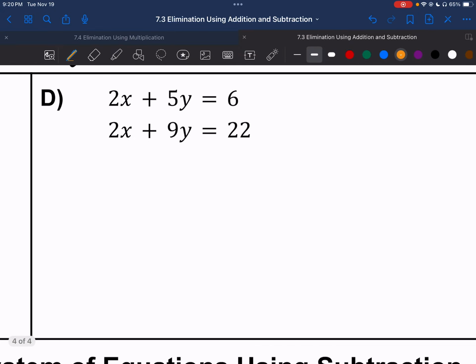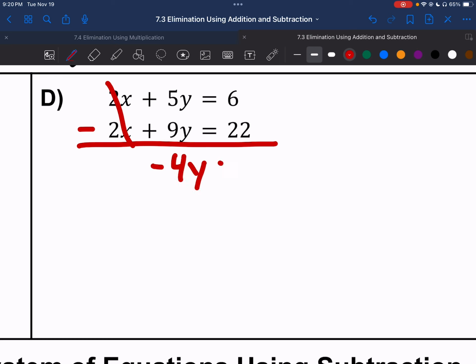All right. Letter D, we're going to subtract because our x values are going to be the same. So 2x minus 2x is 0. 5y minus 9y is negative 4y. And 6 minus 22 is going to be negative 16. All right, now we need to divide by negative 4.